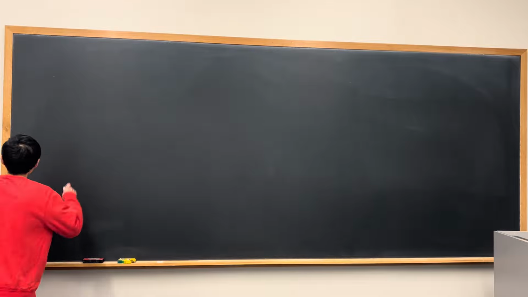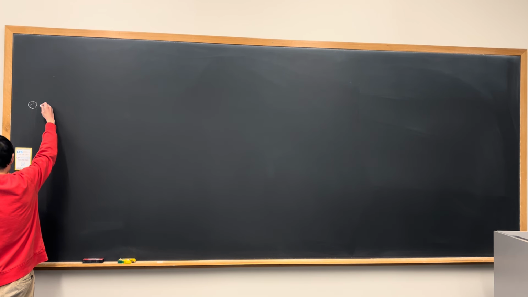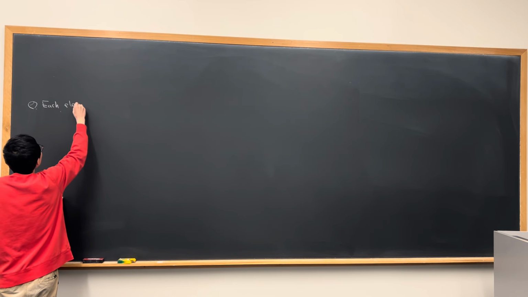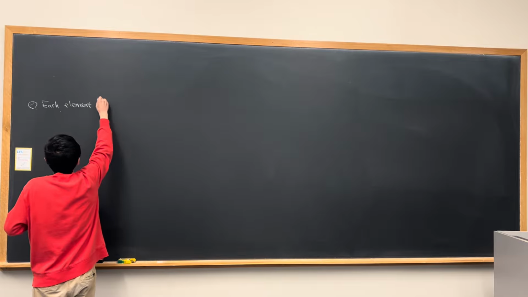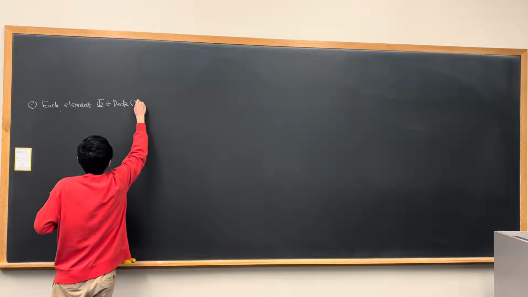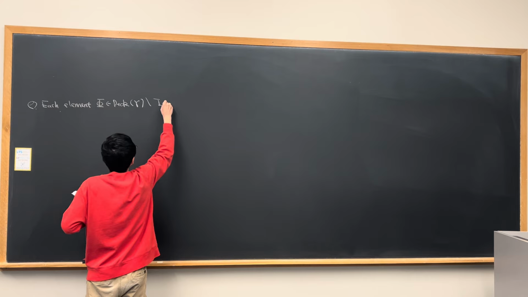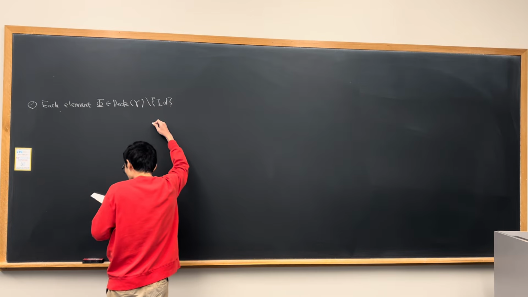Okay, so I think last time we were left to prove part E. So let me rewrite the statement. Each element phi in Deck(gamma) minus the identity has no fixed points.